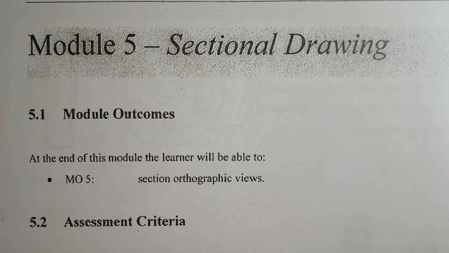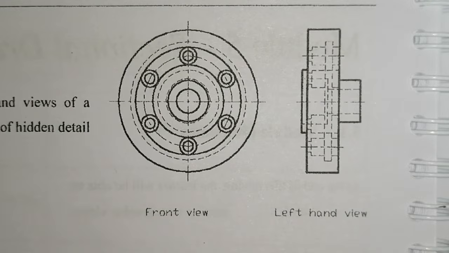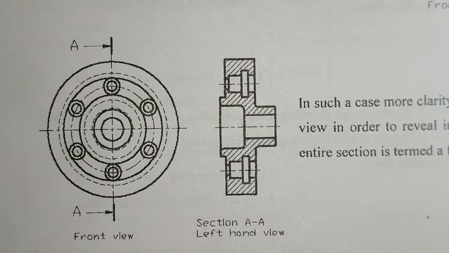Welcome to sectional drawing. Sectional drawing is used to see inside objects. In this view, the drawing is cut in half to be able to see on the inside. When there's a lot of complexity in the drawing, as seen on the side view, you can cut it in half to be able to see the full view in sectional format.